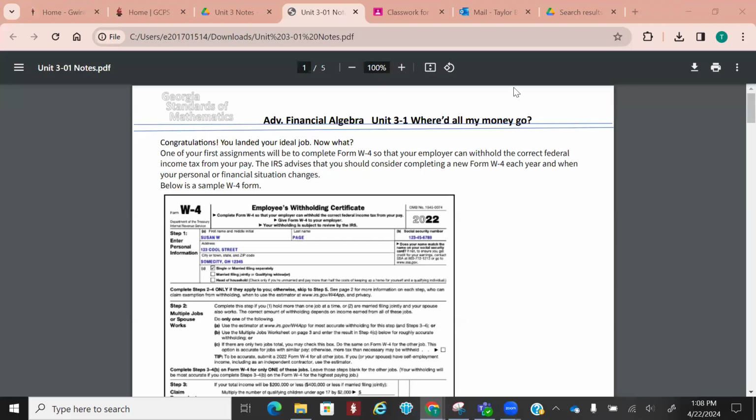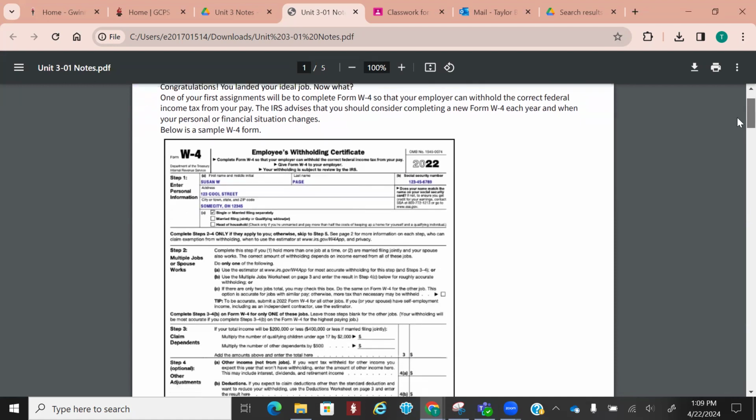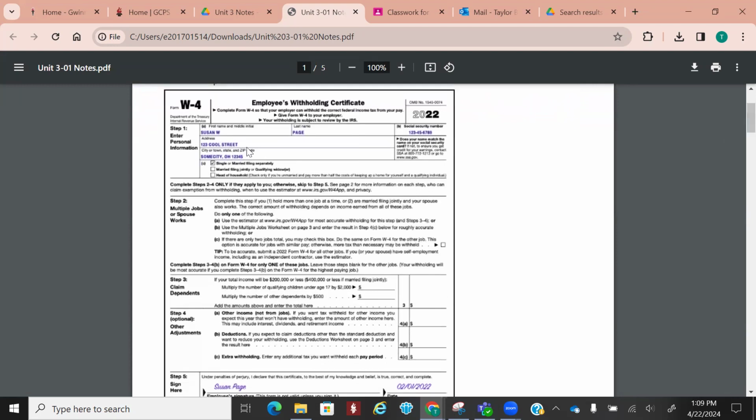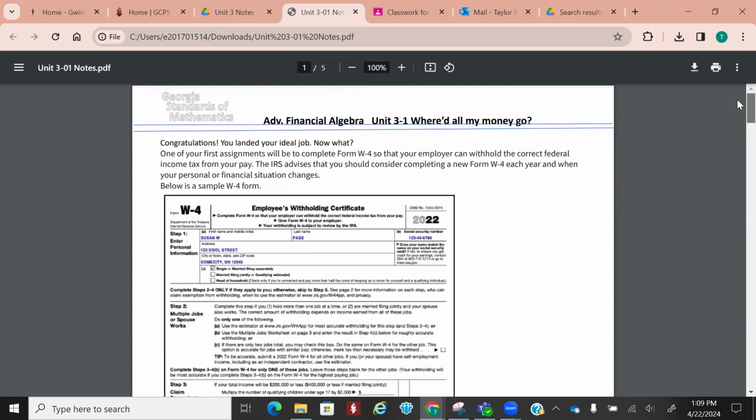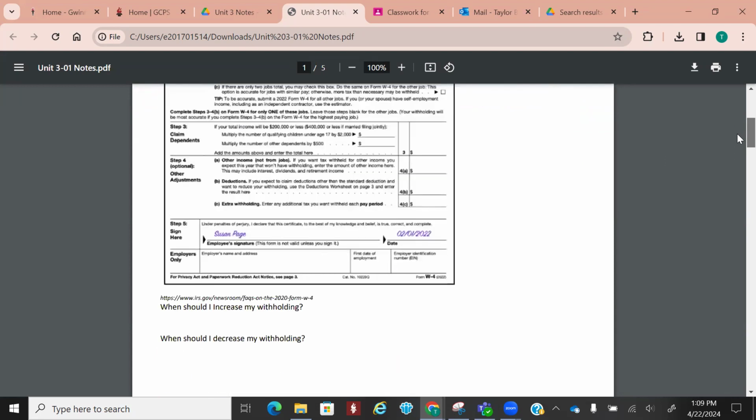All right, so when should I increase my withholding? So this is what a W-4 looks like. You'll fill out first name, last name, where you live, your social security number. Make sure that you don't share your social security number with anybody. You'll sign it down at the bottom and put your date. So this is basically just saying, hey, I'm going to work at this place, and that's what's going to happen.